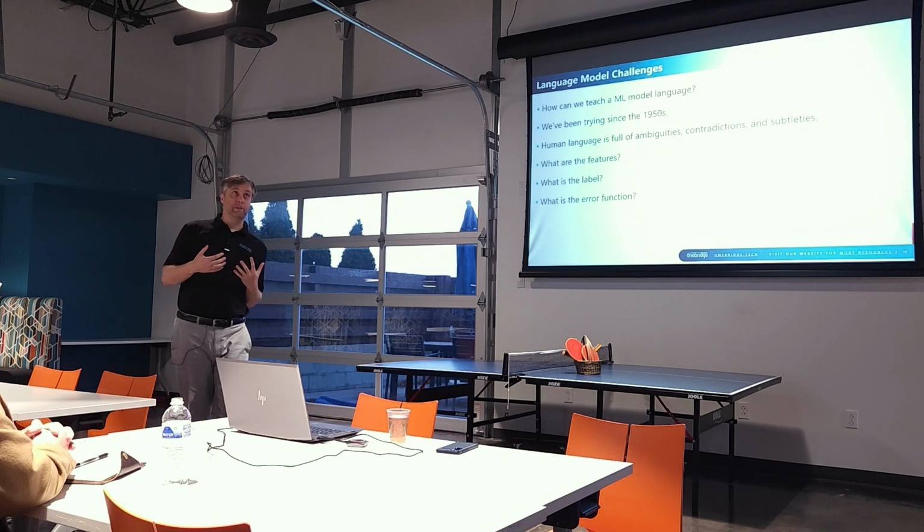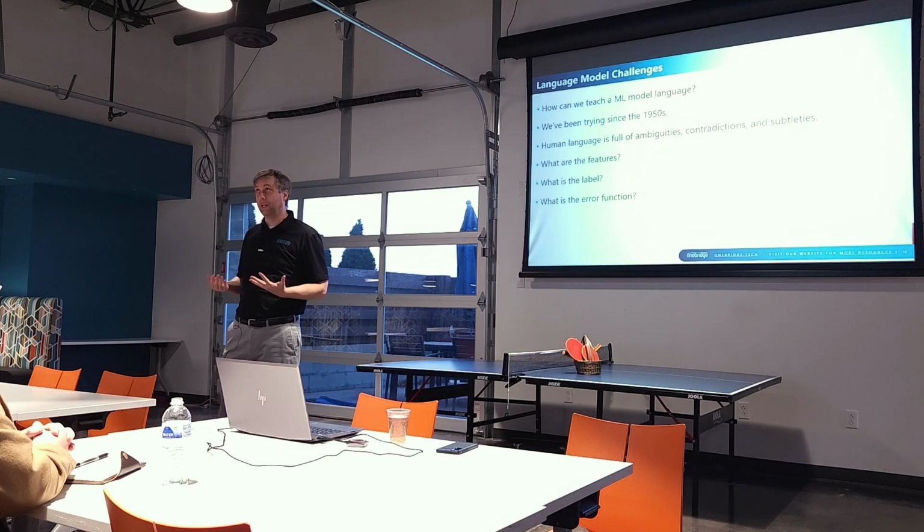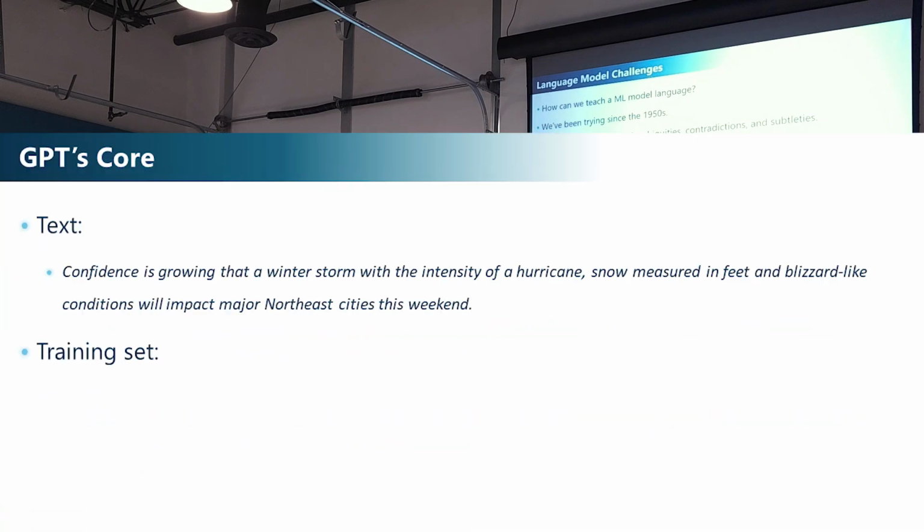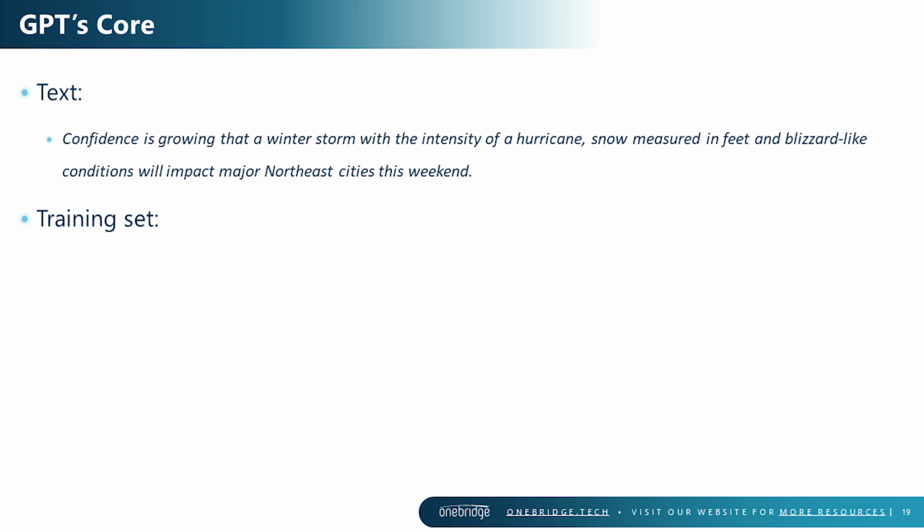So we also have to think about, like for our golf example, the wind, the weather, the day of week. Those are our features, but what does a feature mean in language? What is the label? How do we tell if it's predicting the right thing or wrong thing? So let's talk about how GPT approaches these problems.